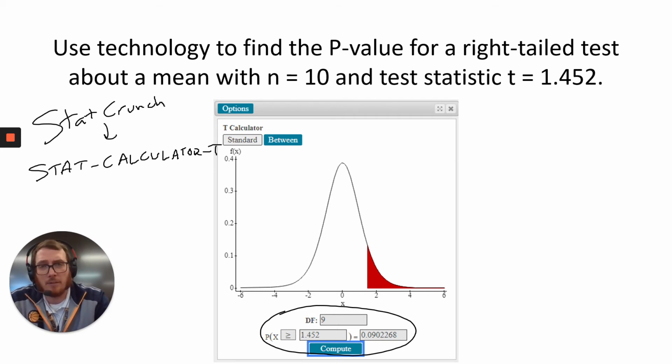So Stat, Calculator, T for a t-test. You have to type in the degrees of freedom. If it's less than or greater than, you've got to change that, and then type in the test statistic, hit compute, and it should spit out the answer that you want.